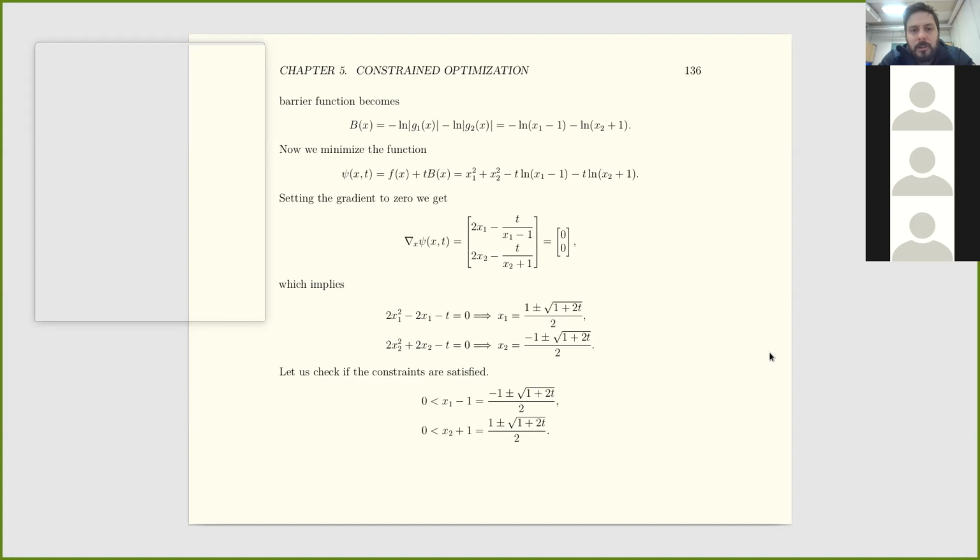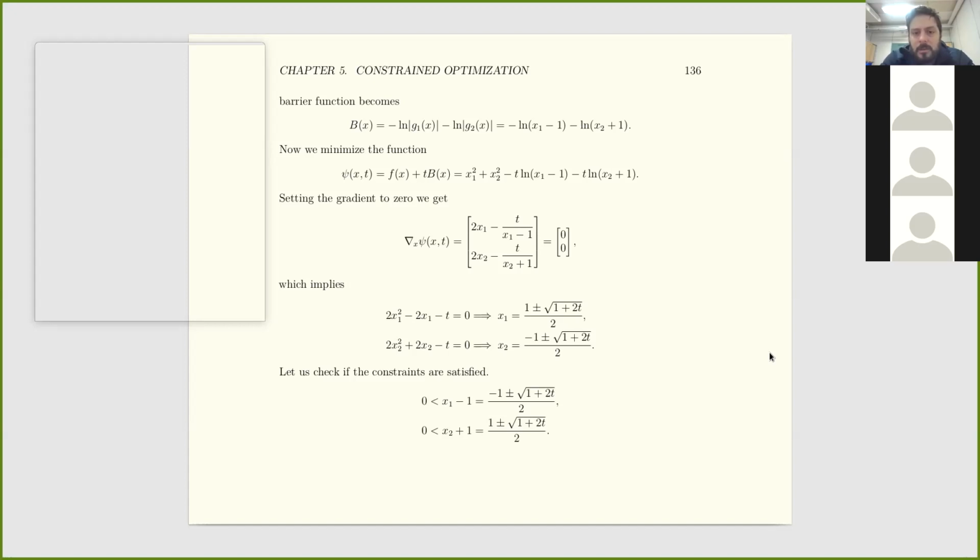transformations there to get the barrier function, and now we're minimizing this function where we have f of x plus t times b of x, and then we have this cost function x1 squared plus x2 squared. And we're subtracting, because these logarithms will be negative, t times the logarithm of x1 minus 1 and t times the logarithm of x2 plus 1. And we set this gradient to 0. And we get these points, actually 4 points.